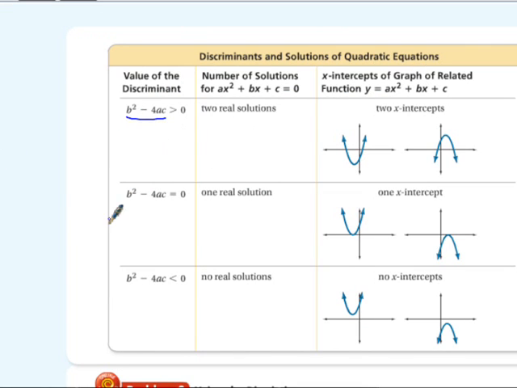So if we do b squared minus 4ac and it's greater than 0, we get two solutions because it's going to cross through the x-axis twice, once there and there, or there and there. If it's equal to 0, we get one solution, okay? So that's just where it touches and goes the other direction. If it's less than 0, we have no real solutions, and so that would be a parabola whose minimum is above the x-axis or maximum is below the x-axis.